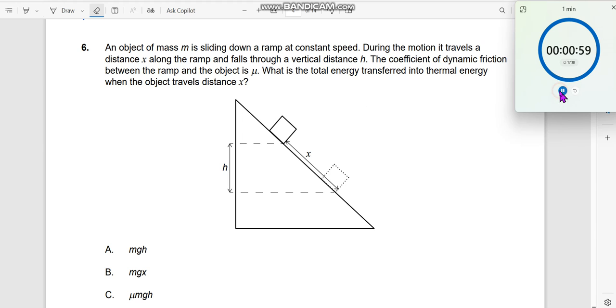Okay, question number 6. An object of mass m is sliding along a ramp at a constant speed. That means the object, let us say if it was here, its velocity was still v only, here also it's v, here also is v. Okay, v, which means kinetic energy is not changing.